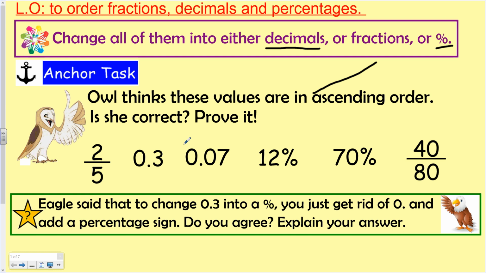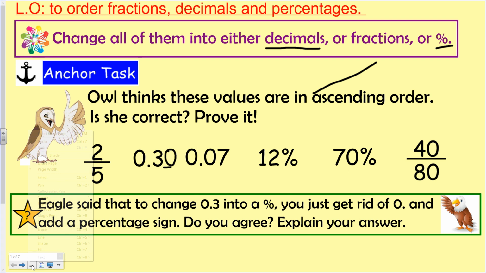Okay, so she believes that 0.3 is smaller than 0.07. And I can almost understand where Al's thinking is coming from here, because she knows that 3 is smaller than 7. But we know that this one here is equivalent to 3/10, isn't it? Which is actually much bigger.